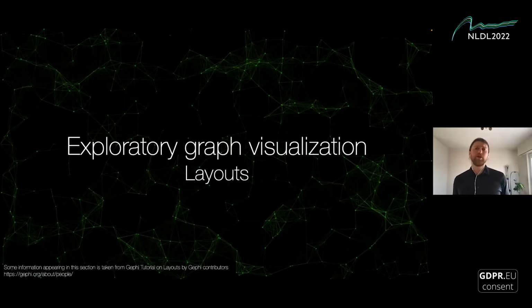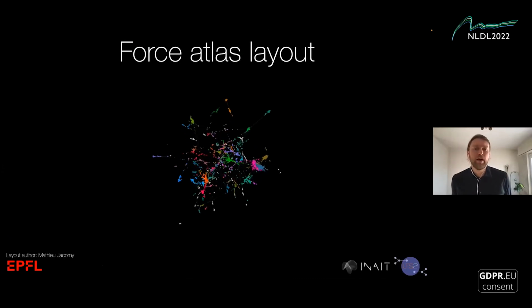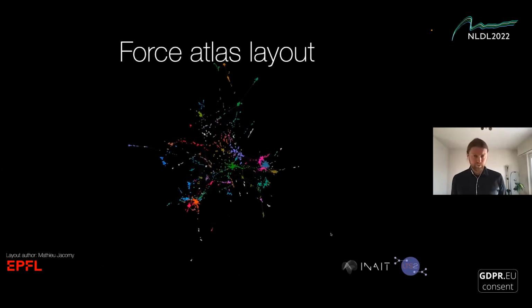So now let's see how we can display graphs. To display graphs in 2D, we use layout algorithms that use graph connectivity structure or attributes of the nodes to lay out nodes of the graph for better readability and interpretation. So we will start with force-based layouts, which are a class of layouts. The first layout algorithm that we're going to look at is Force Atlas.